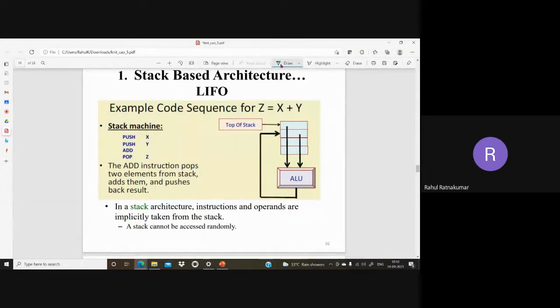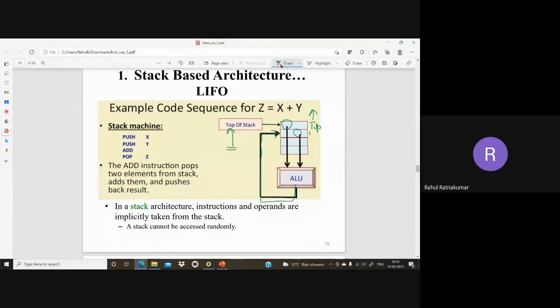This is the top of the stack. As it accumulates, more data is coming on the top of the stack. So whatever the ALU is processing is coming from the stack only. Whatever result the ALU is putting is also going to the stack only, right? And there will be a stack pointer, which always points to the top of the stack. So this is a kind of stack architecture.